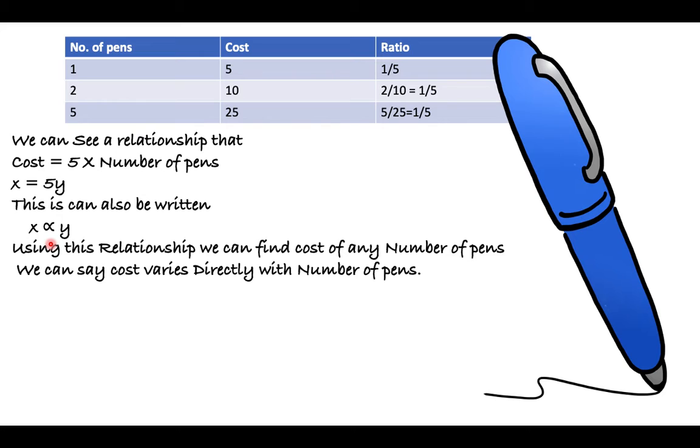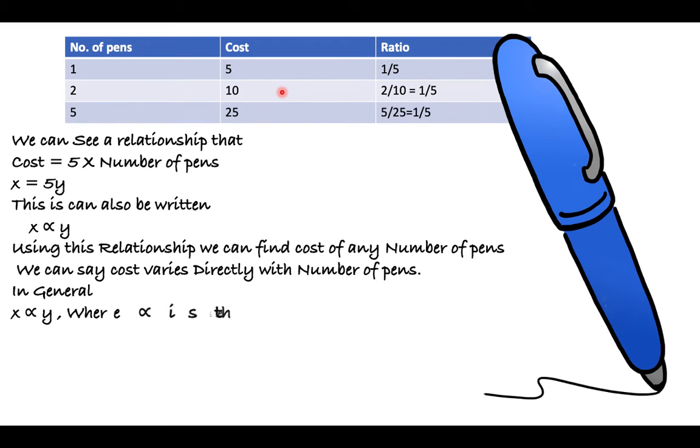Suppose you have to find the cost of 100 pens. We will just put 100 in place of y, and then the cost will come out to be 500. So we can say that the cost varies directly with the number of pens. As the number of pens is increasing, the cost is also increasing.